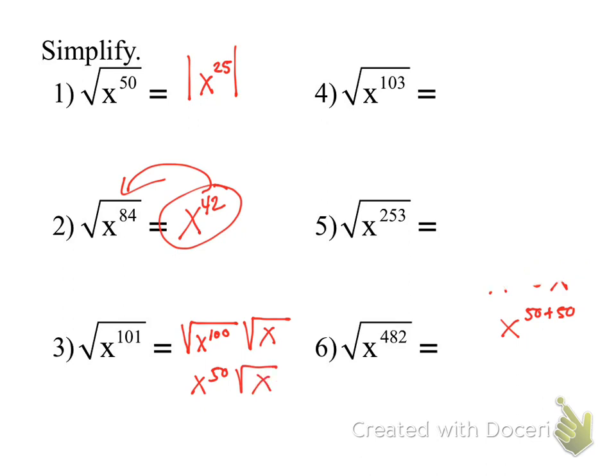Okay, let's try it again. Nicole, what's the next one going to be? X to the 100th? No. 103. Where are you going to go? X to the 102nd times rad x. Okay, what's the root of x to the 102nd?